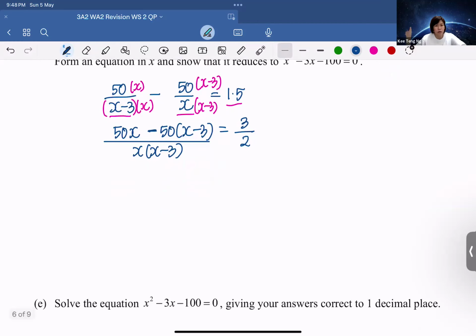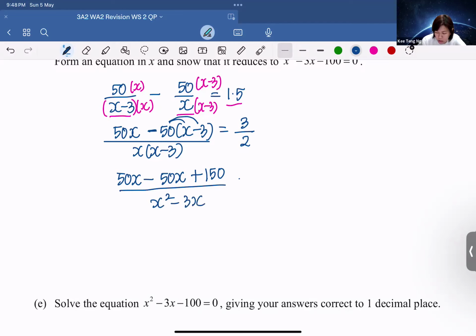Since I'm going to find the equation, I'm going to expand everything. So this is 50x minus 50x. Negative times negative becomes plus 50 times 3, 150, over x squared minus 3x, equals 3 over 2. As you can see, the 50x and minus 50x cancel away. So I get left with 150 over x squared minus 3x.